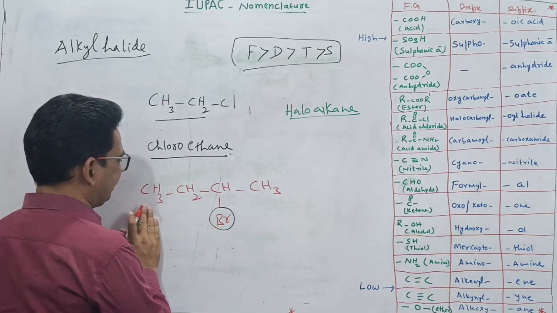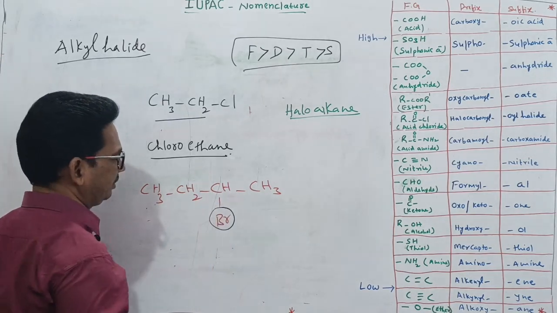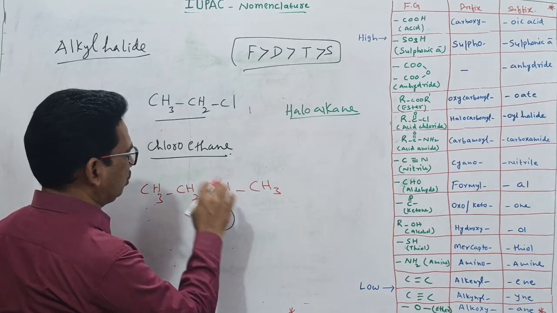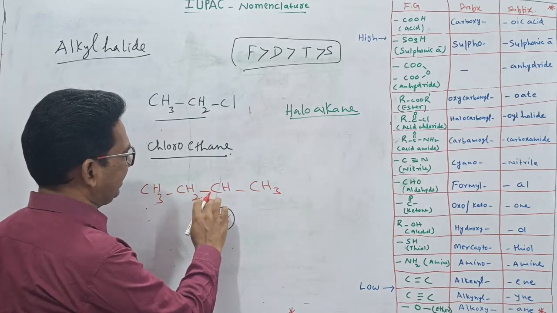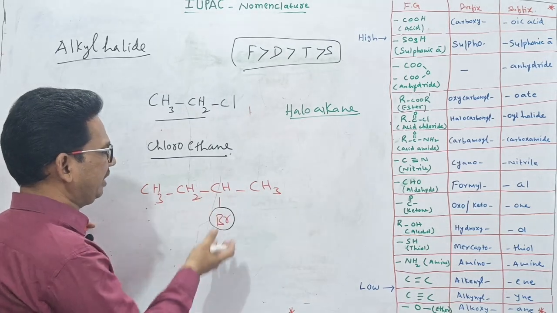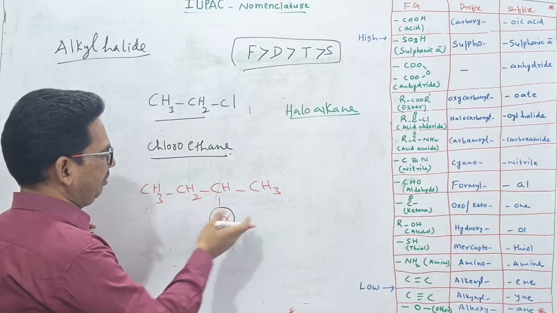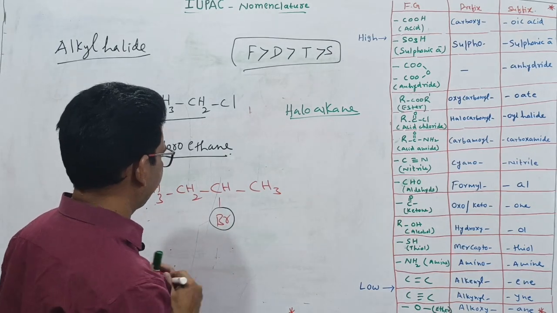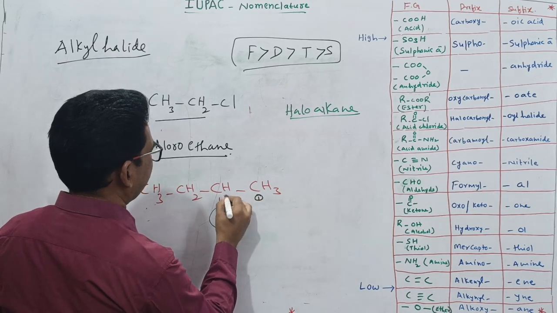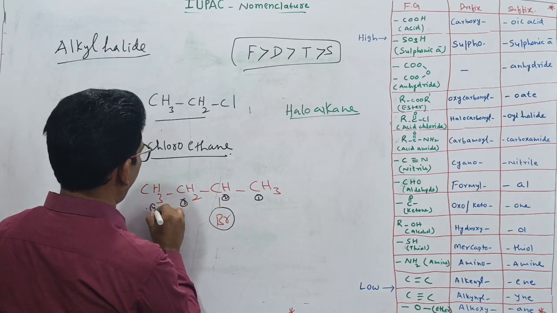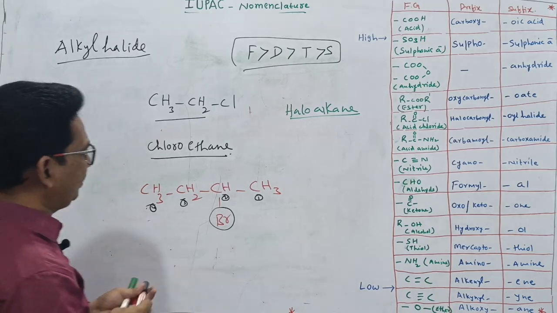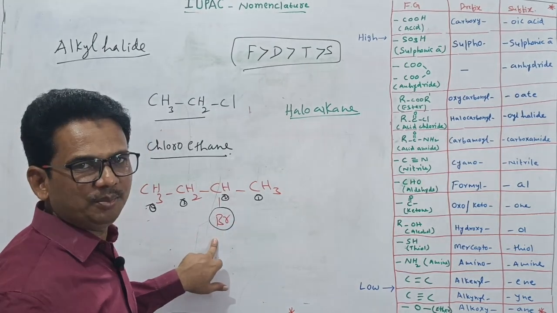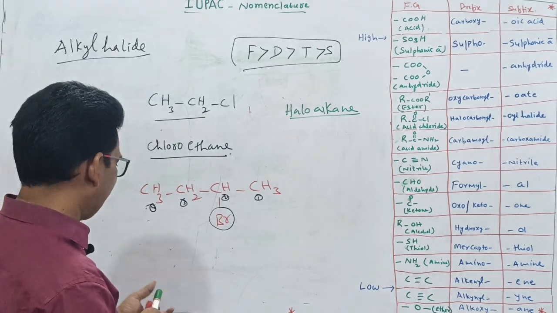If we give from this side 1, 2, 3. From this side 1, 2 means the halogen is present at the second position. From this side it means third position. Third means bigger number. Then I will give the numbering from this side. 1, 2, 3, 4. Now see, bromine is not present at the first position. It is present at the second position. That's why you have to mention the number.